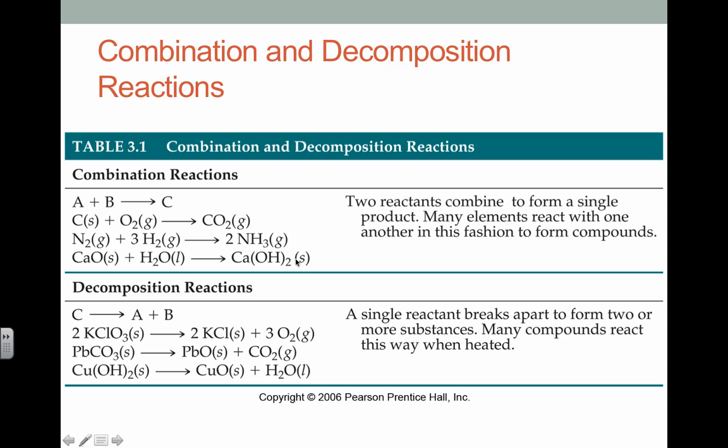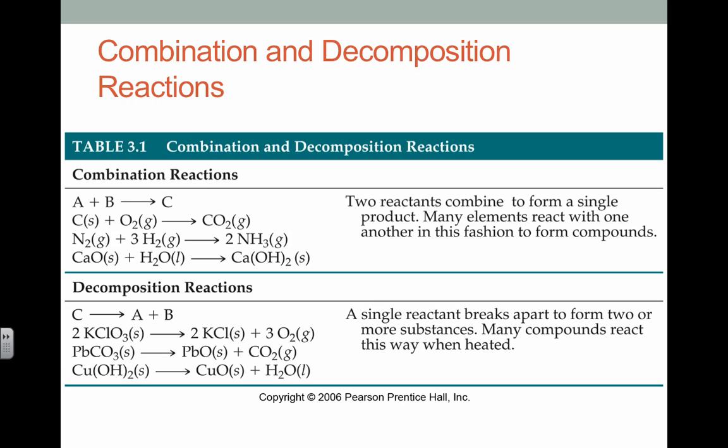In this table, it summarizes what both of these are. A combination reaction is basically where you have two reactants or more than two reactants combined to form one product. Now a lot of times it's elements combining to form a single product, but it's not limited to elements. You can also have compounds coming together to form larger compounds.